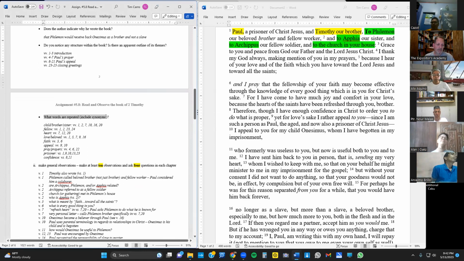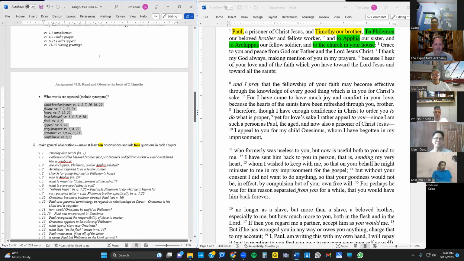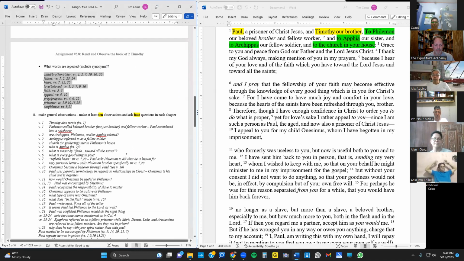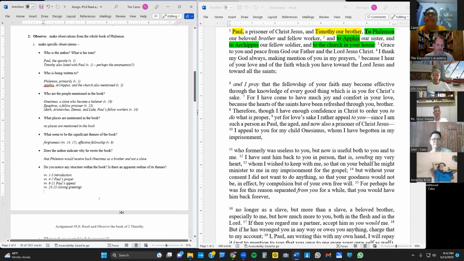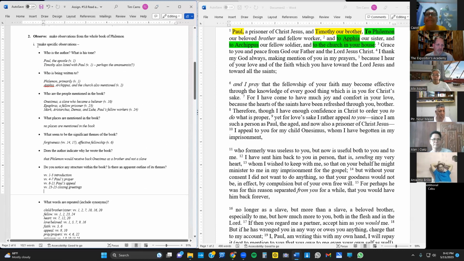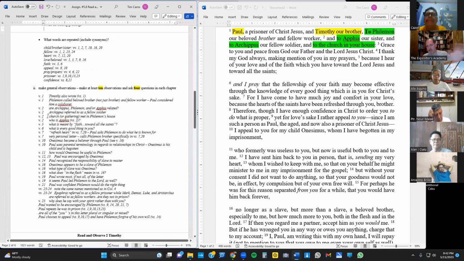What words are repeated, including synonyms? So these are words that I picked up reading through the letter. Okay? So those are specific. That's the specific observations. Now, after I've done that, I go back through the letter and I make general observations. You're going to do this for 2 Timothy. And again, this is just anything that sticks out to you.